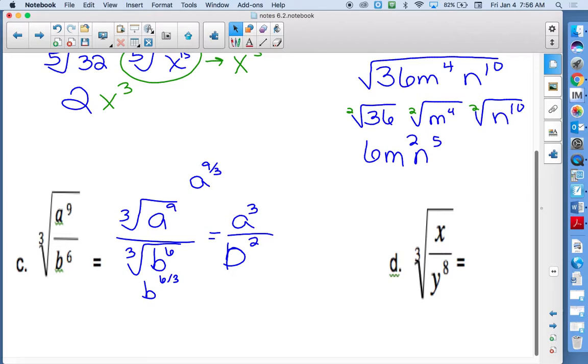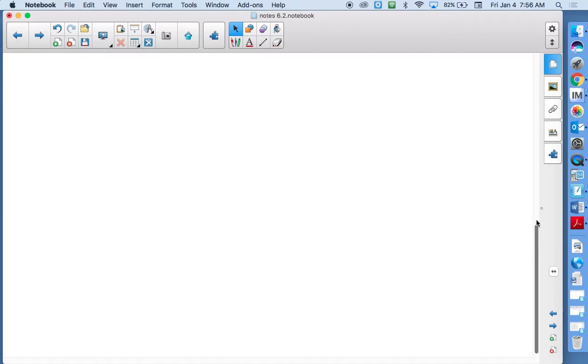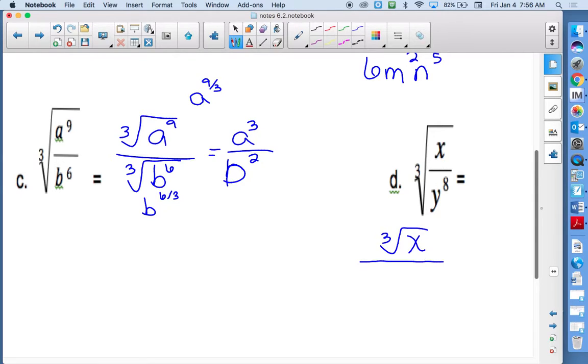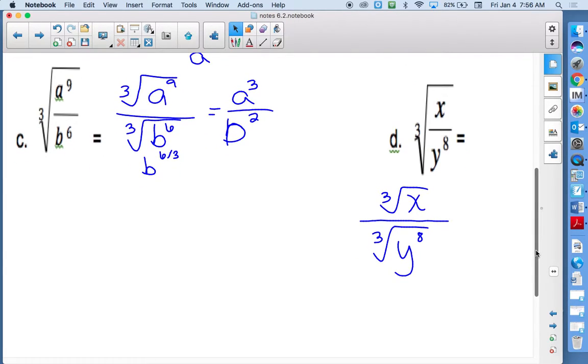So there's always that exception that doesn't work as nicely, and that would be letter D. So letter D, we have the cube root of x over y to the 8th. And I'm going to just rewrite this, separating them. So the cube root of x, the cube root of y to the 8th. Just like we did with letter C. So what's wrong with the denominator? You know, everything's wrong with it. It's a fraction to begin with, so therefore it's wrong. But what's wrong with the denominator?